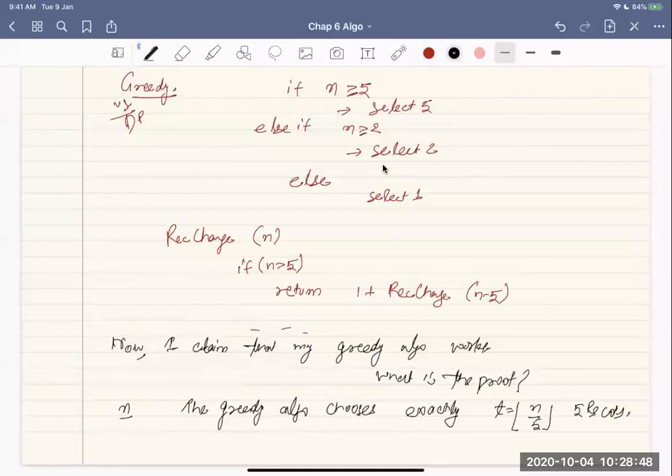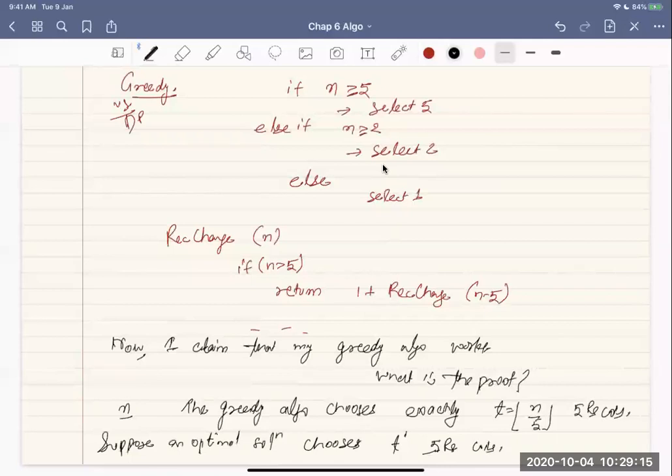Now you can say, suppose there is an optimal solution. That is how the proof will go. Suppose there is an optimal solution that differs from this greedy solution. Suppose an optimal solution chooses T prime 5 rupee coins.